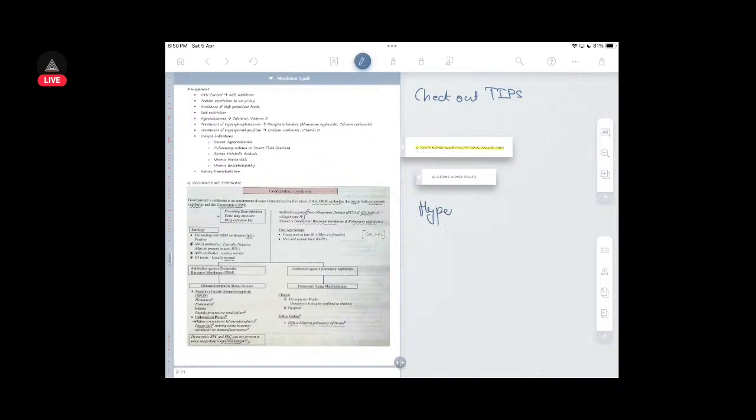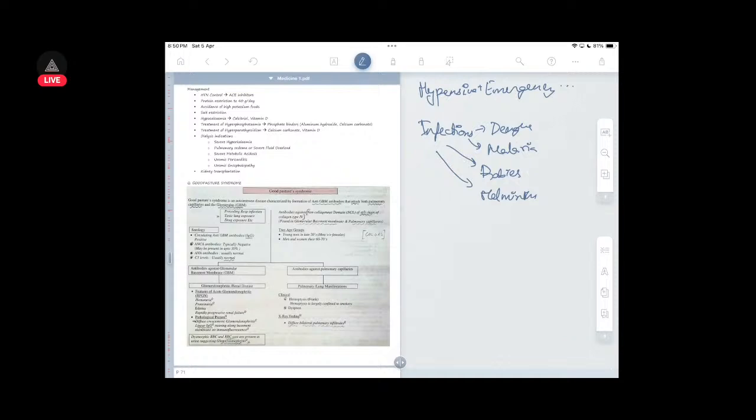Hypertensive emergency you have to check out, and infections. You have dengue, malaria, and rabies, helmet. All those things you have to check out once, and after infections, CNS.